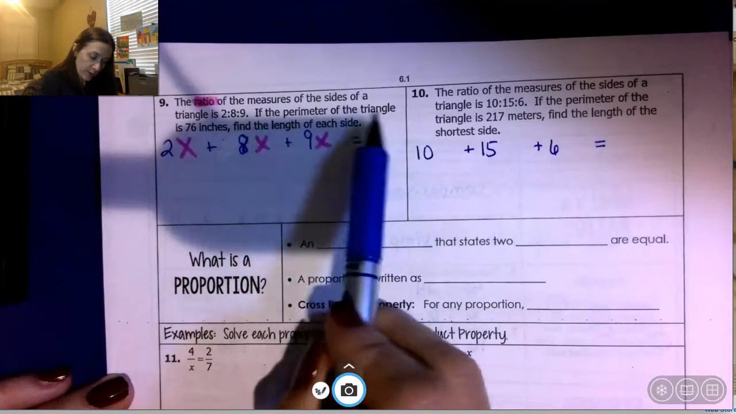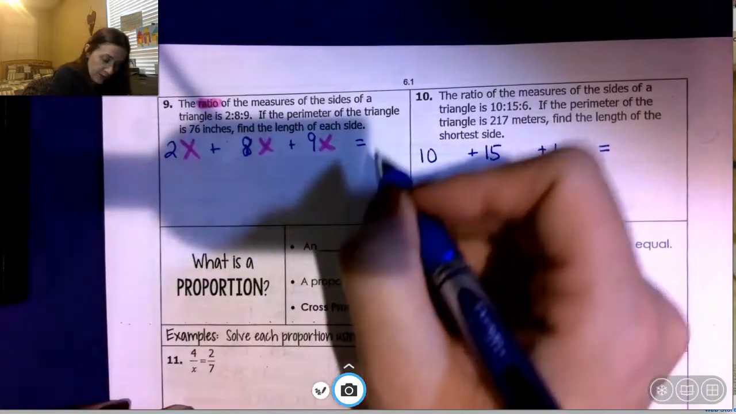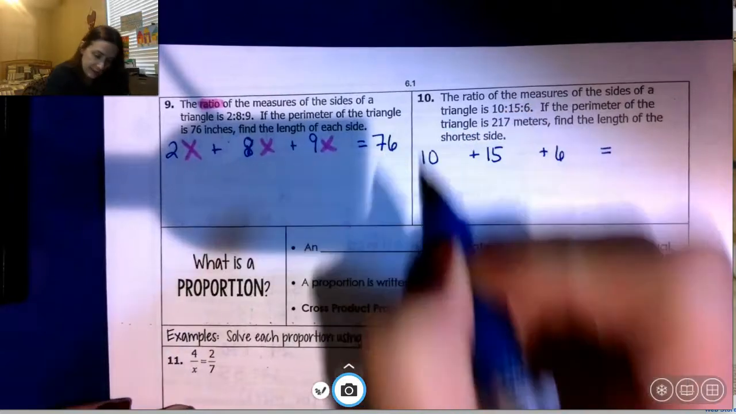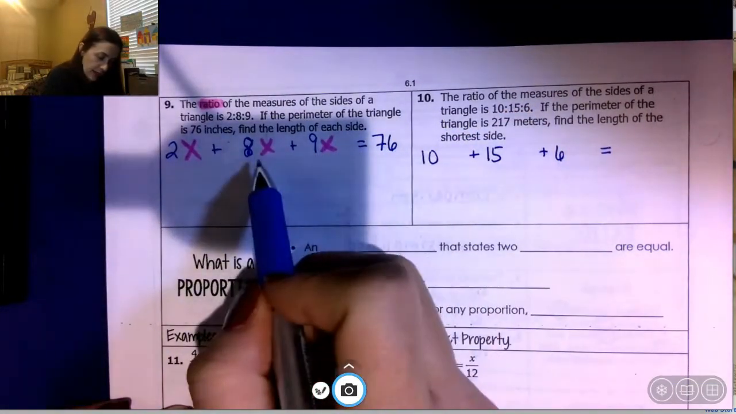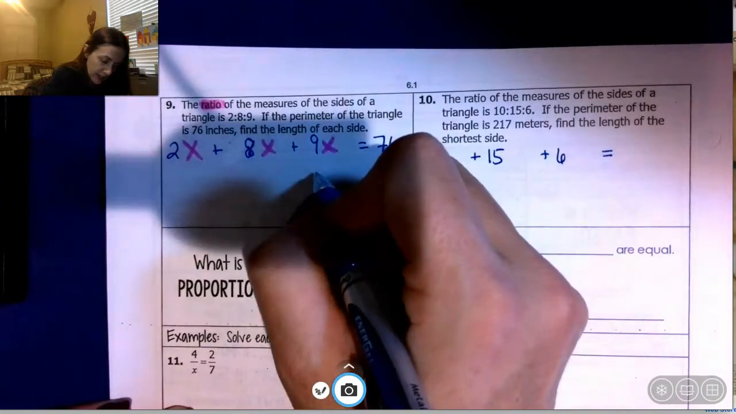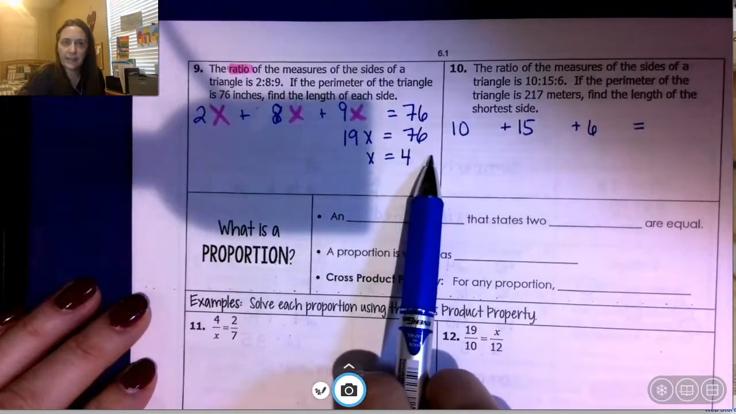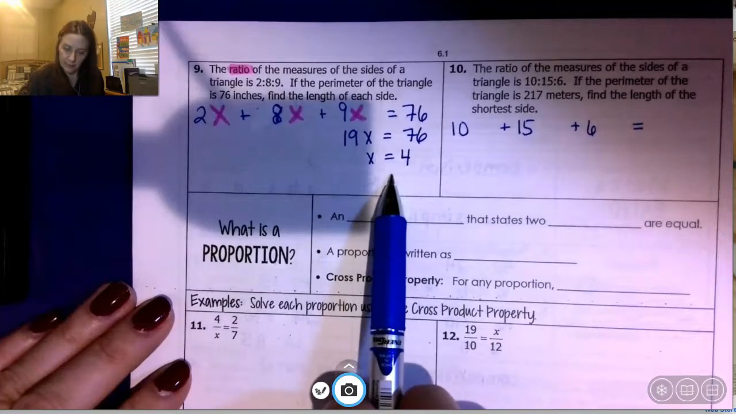If the perimeter of the triangle is 76, that's what I need to know that those all are going to add up to 76. So I add these together. I get 19x. I'm going to pause for 1 second. So here we go. I had 19x equals 76. You can divide that and you get x equals 4.